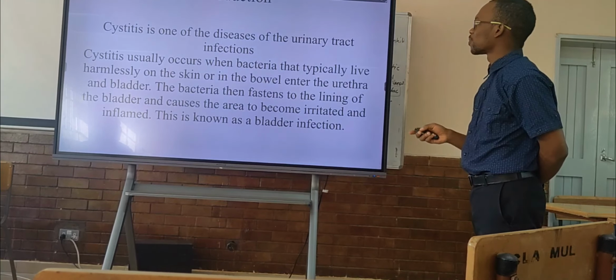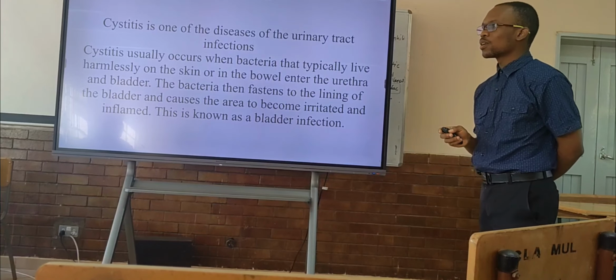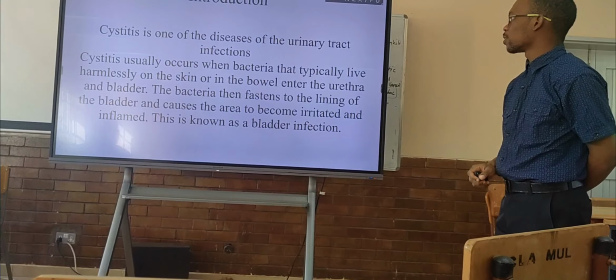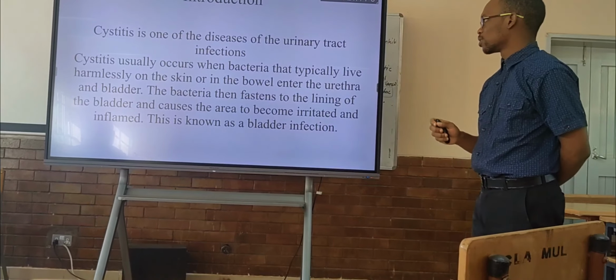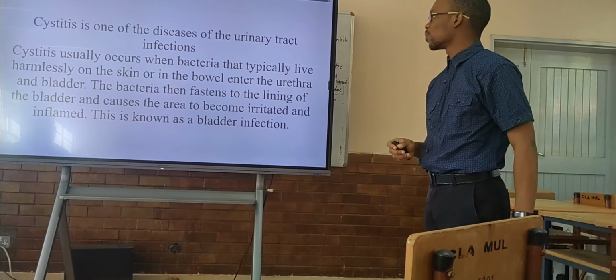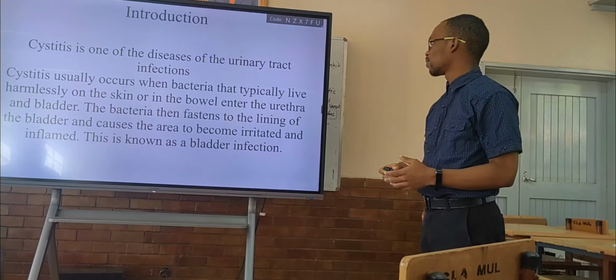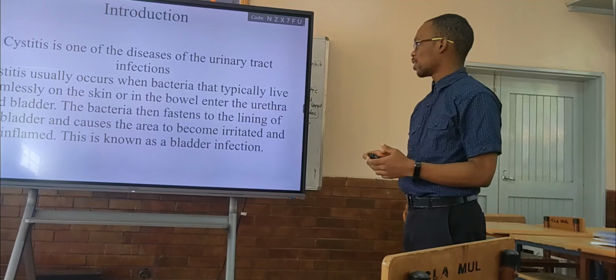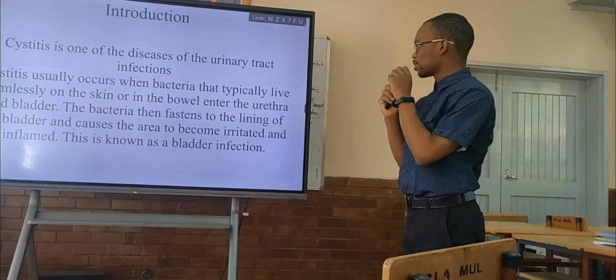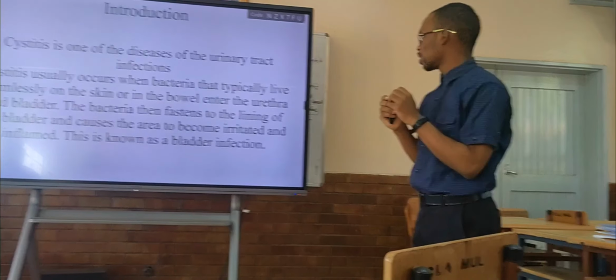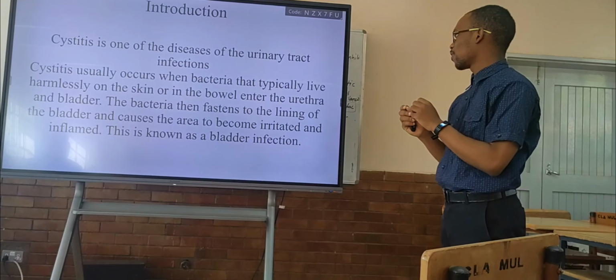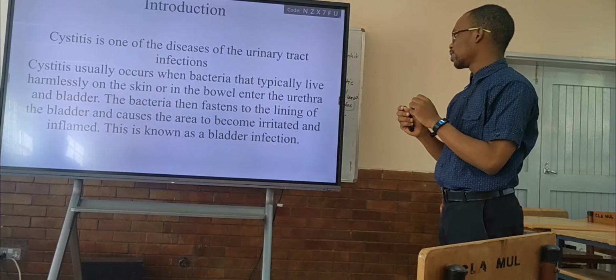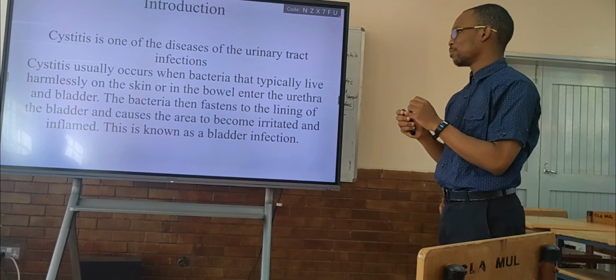Introduction. Cystitis is one of the diseases of the urinary tract infections. Cystitis usually occurs when bacteria that can live harmlessly on the skin or in the bowel enter the urethra and the bladder. The bacteria then fasten to the lining of the bladder and cause the area to become irritated and inflamed. This is known as a bladder infection.